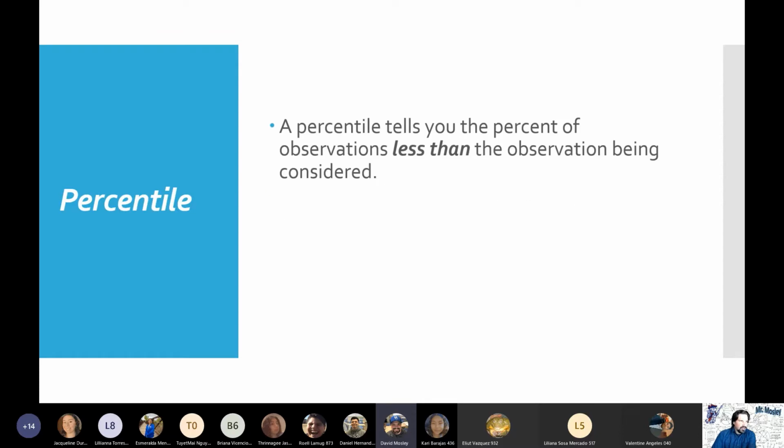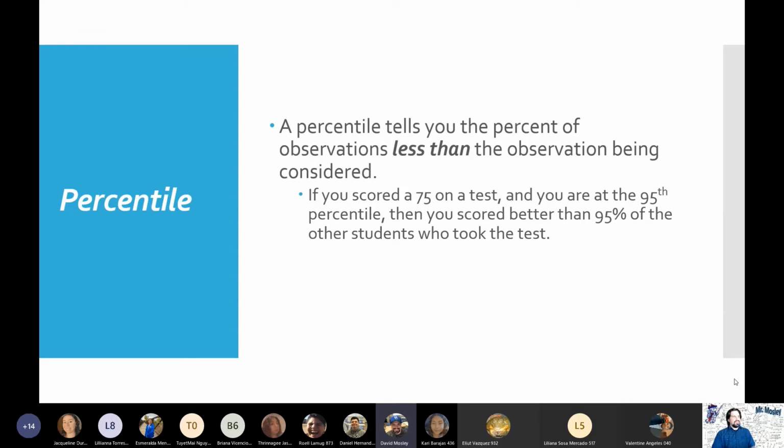First, the review of percentile. Percentile tells you the percent of observations less than the observation being considered. For example, if you scored a 75 on a test and you are at the 95th percentile, then you scored better than 95% of the other students who took the test. 95% of the students scored less than a 75.